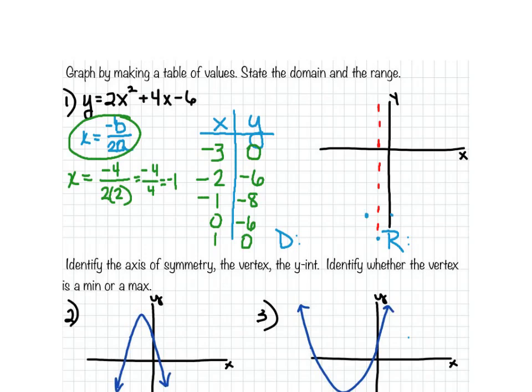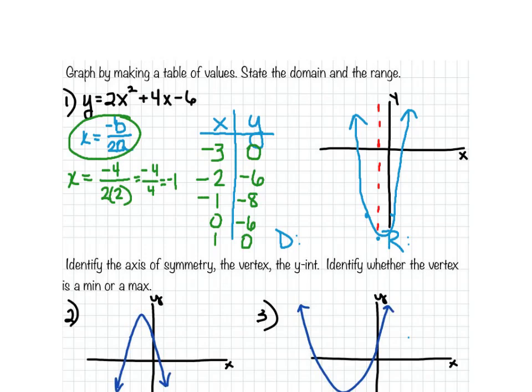And now the challenge is to draw a smooth curve through these points, making a parabola. So I'm going to try my best here. Kind of hard with the stylus, but there we go. So here is your parabola. As you can see, it's a perfect parabola. The axis of symmetry divides that parabola right down the middle, causing a mirror image on either side.